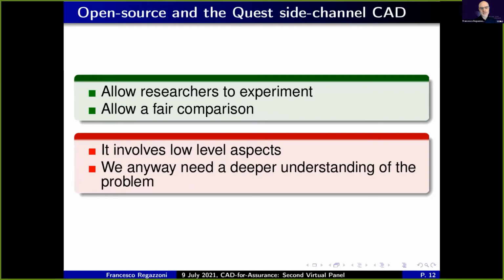Still, there are some limitations that we need to address. It involves low-level aspects. We need to find a way to abstract and to make low-level aspects available to open source tools. But this is not enough. I think that before arriving at all we want to do with CAD for security, we need to have a deeper understanding of the problem.